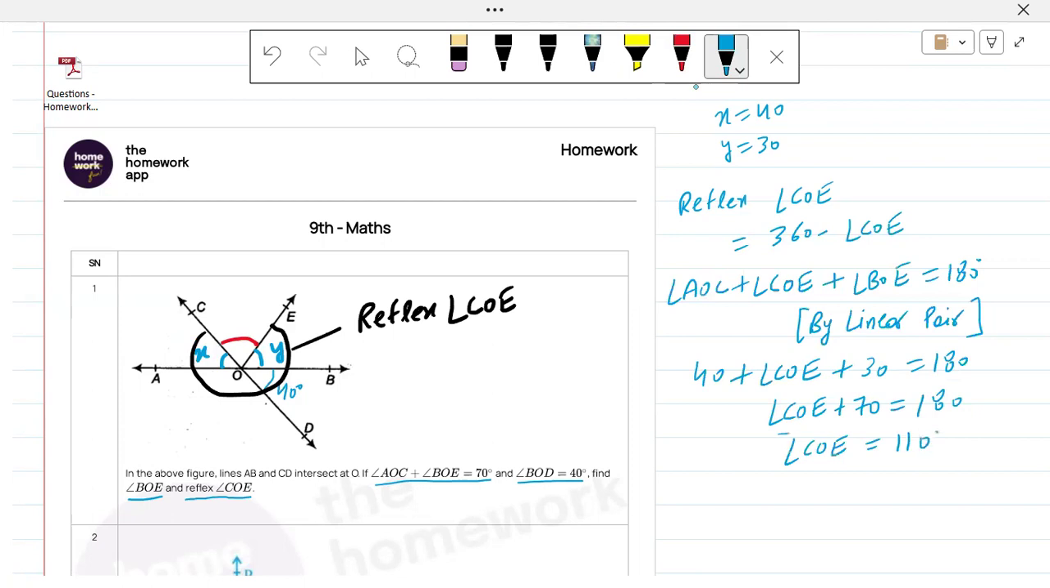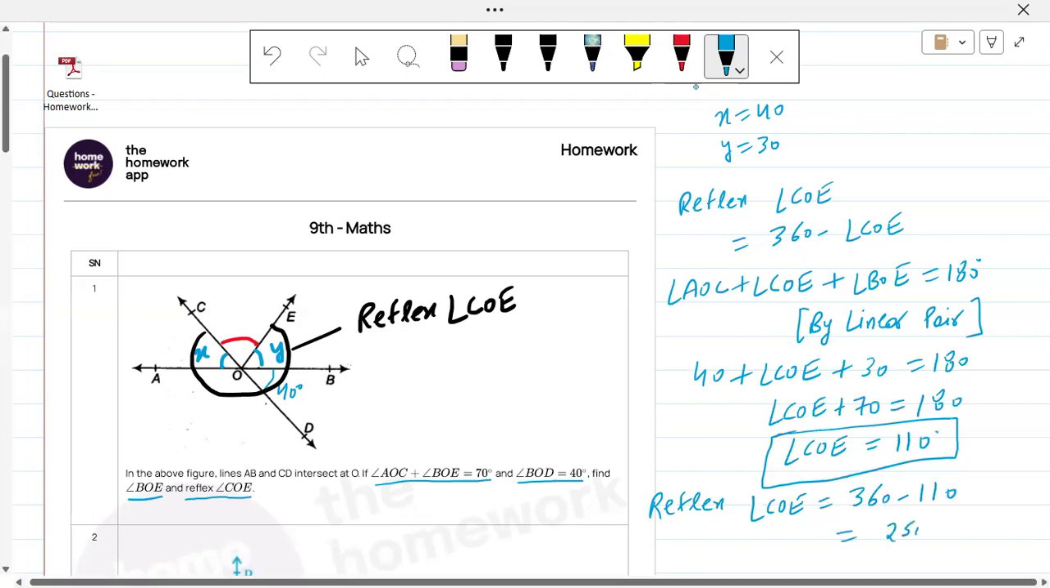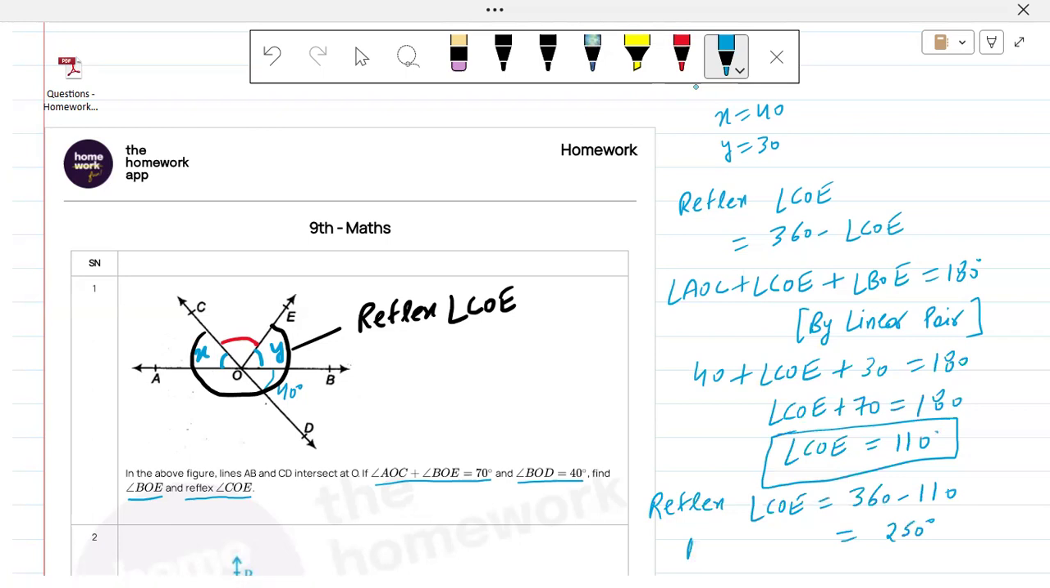But you need to find the value of reflex angle COE, and you know that for finding it you need to subtract COE from 360 degrees. So 360 degrees minus 110 is equal to 250 degrees is the answer. This is reflex angle COE. In this way, you will solve this question.